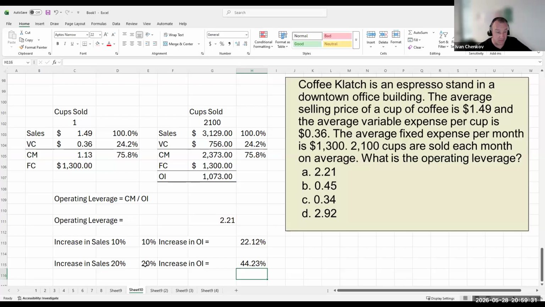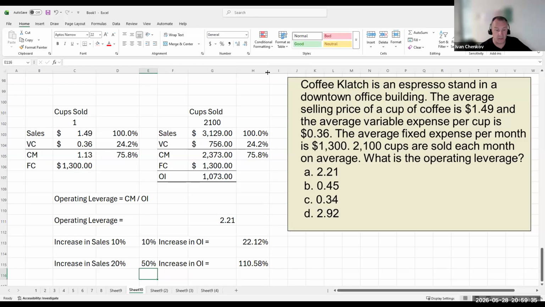If my increase is 50%, my increase in operating income is going to be 110%. So that's the application of operating leverage. It tells you how much the effect of the increase in sales is going to give to the operating income. Let's go back to the slides and finish those slides.